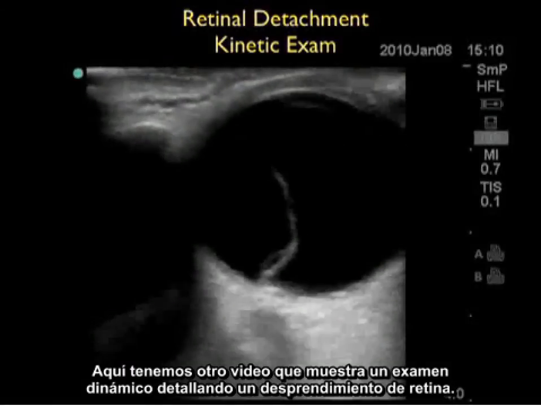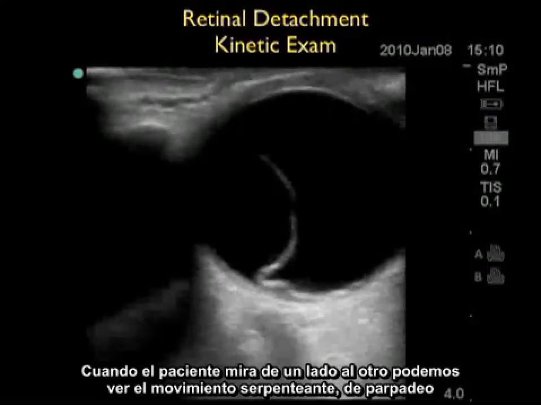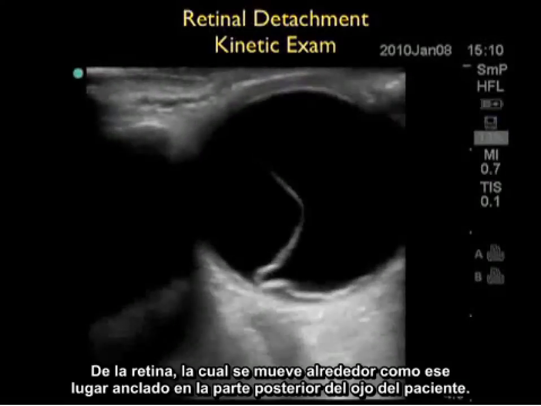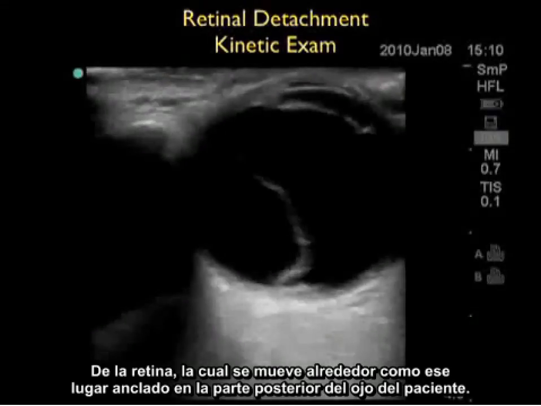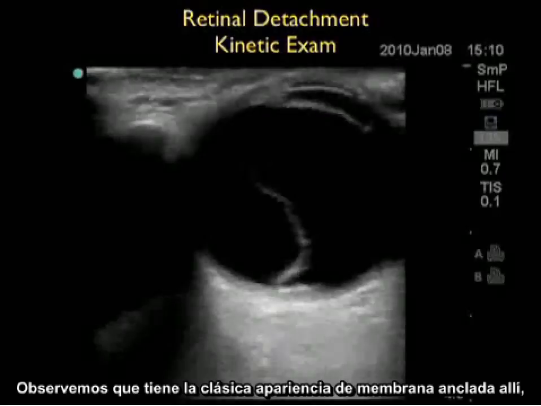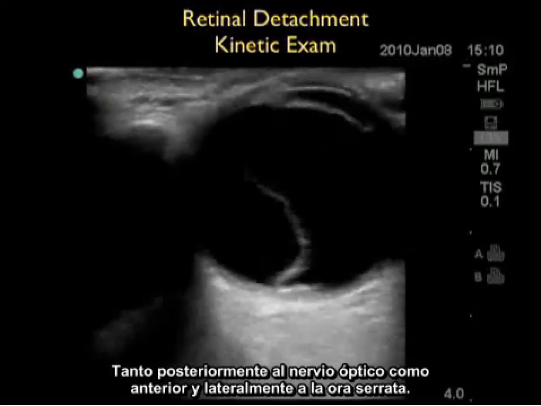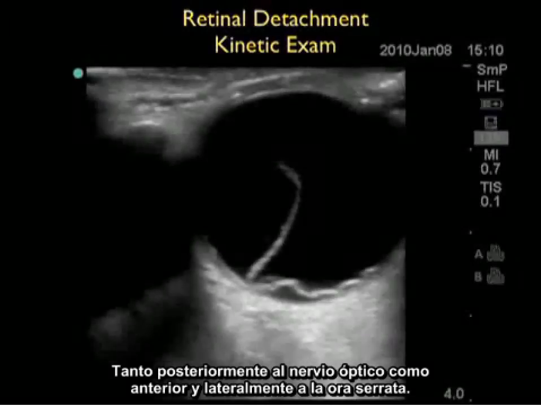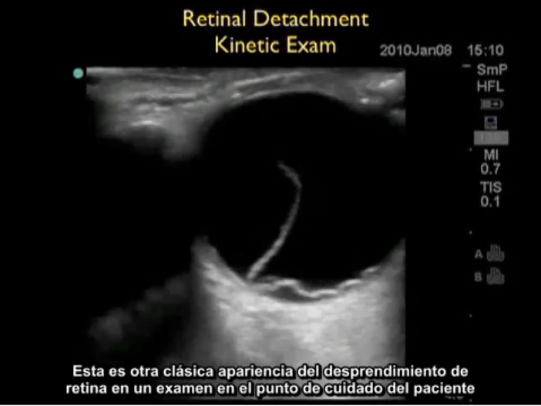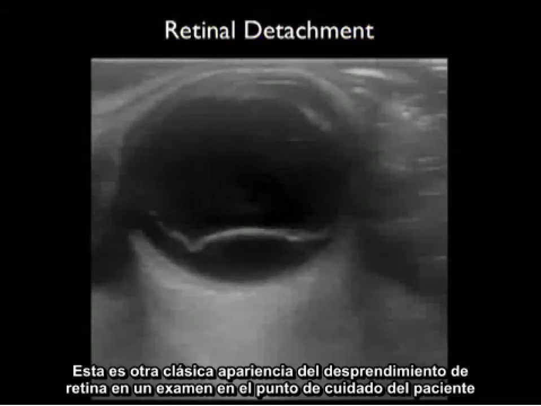Here's another video clip showing the kinetic examination detailing a retinal detachment. As the patient looks from side to side, we can see the serpentine motion, the flicker of the retina, which moves around as a tethered membrane in the back portion of the patient's eye. But notice it has the classic appearance that it's tethered there both posteriorly at the optic nerve and anterior laterally at the ora serrata. So another classic appearance of a retinal detachment on bedside exam.